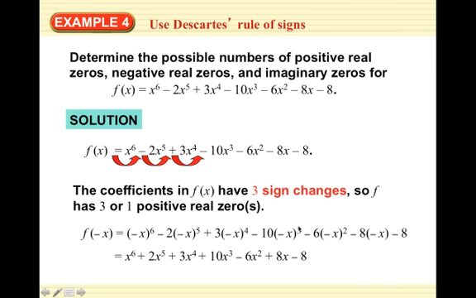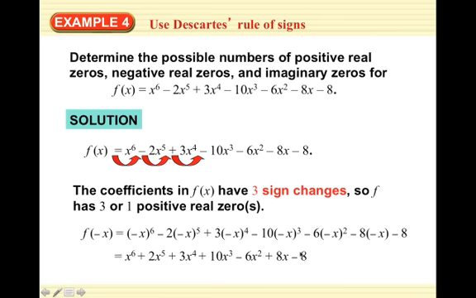Negative 1 to the 3rd power is negative 1, times negative 10 gives us plus 10, and then our x cubed. Negative 1 squared is positive 1, and then we have our x squared, so we still have minus 6x squared. And then negative 8 times negative x is going to give us plus 8x minus 8.